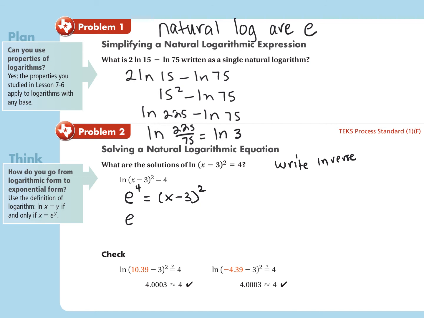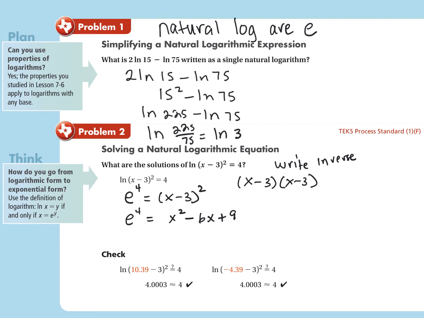So you have e to the 4th equals x squared minus 6x plus 9. And you really don't need these parentheses. How did I get that? You have to multiply and you have to use the FOIL method. x minus 3 times x minus 3.